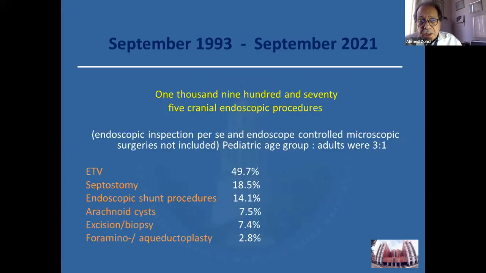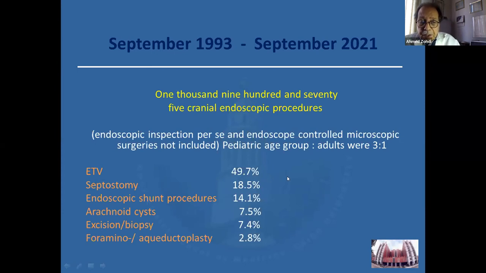Now, from my personal experience and out of my archives, I'm just going to give you the overall picture of the population that you deal with. This is starting back in 93 till last September 21. And you can see that mainly the main targeted populations are the ones who needed an ETV.